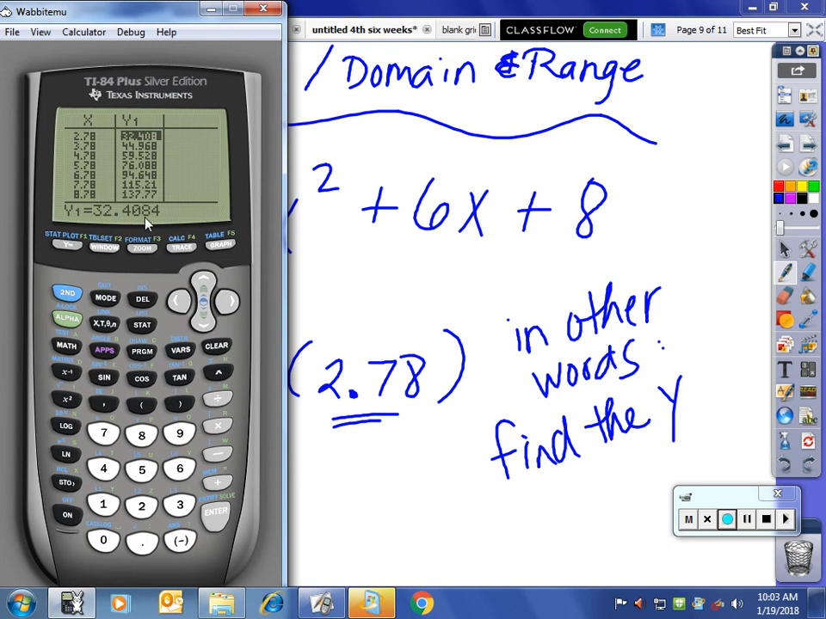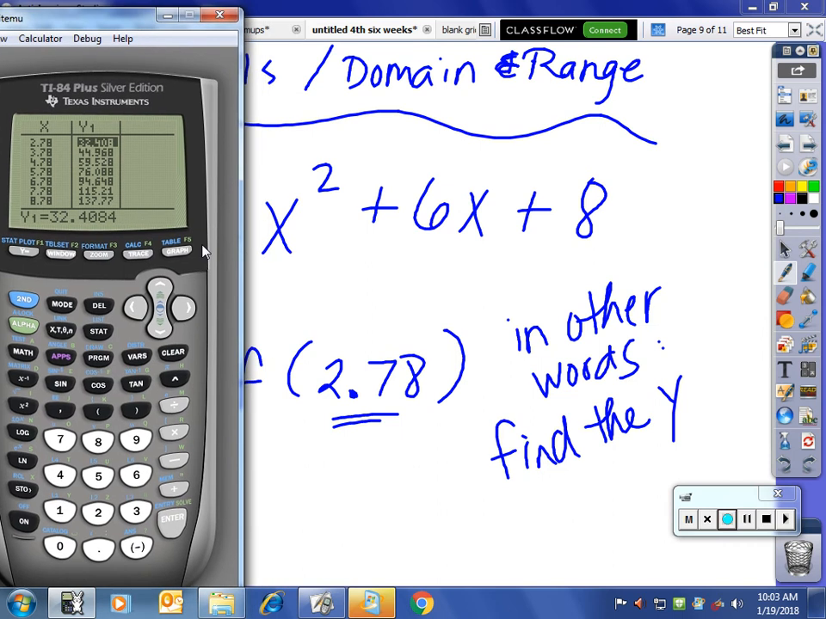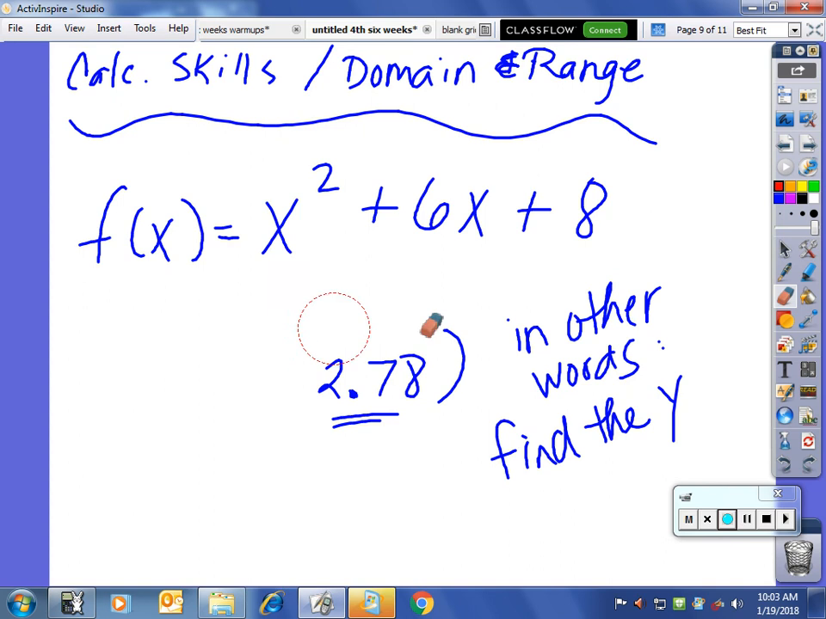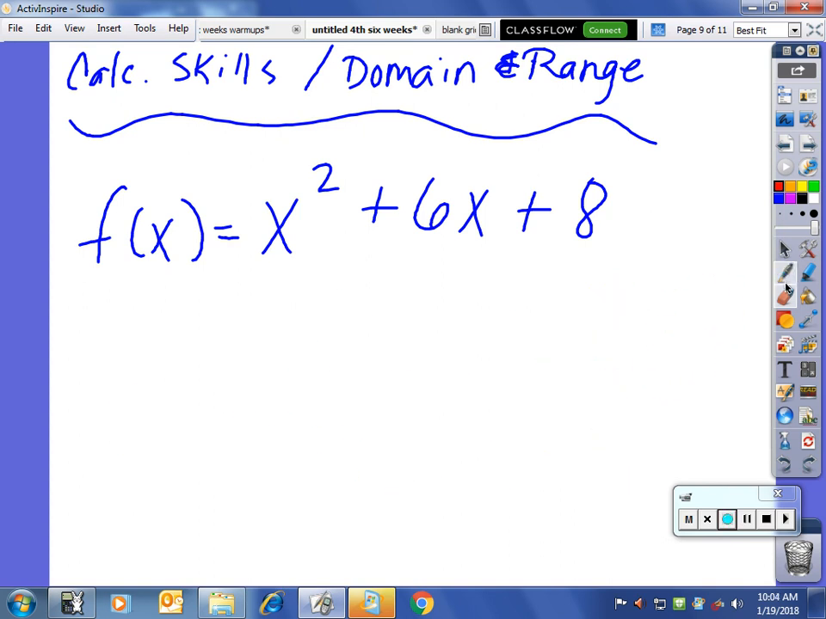32.4084. And I don't care which way you do it. I just want to make sure you understand what it is you're doing, what you're given, and what you are trying to find. Okay, let's do another one. Same function rule, so we don't have to keep punching stuff in. Here's my function rule. I want you to find f of negative 2.8.